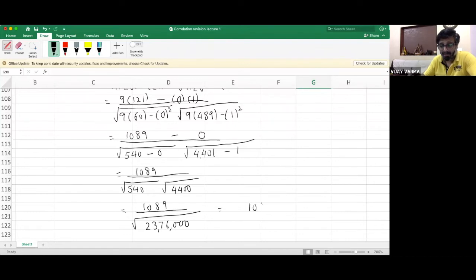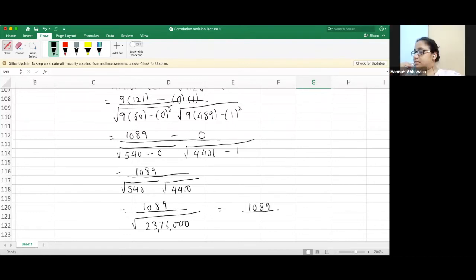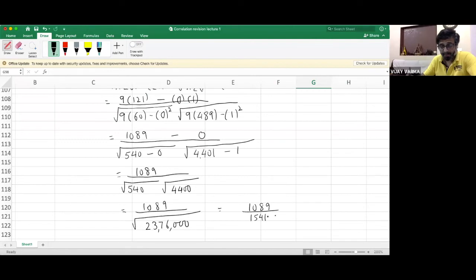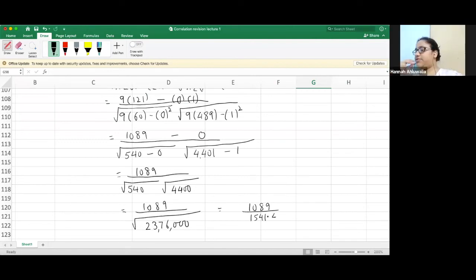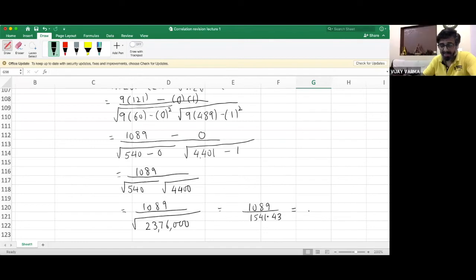Yes, Hannah, further. 1089 upon 1541. 0.4279, so 43427, next digit is 7, we make it 43. Square root of 2376000, all of you see in your calculator, must be 1541.43. And now 1089 upon 1541.43.